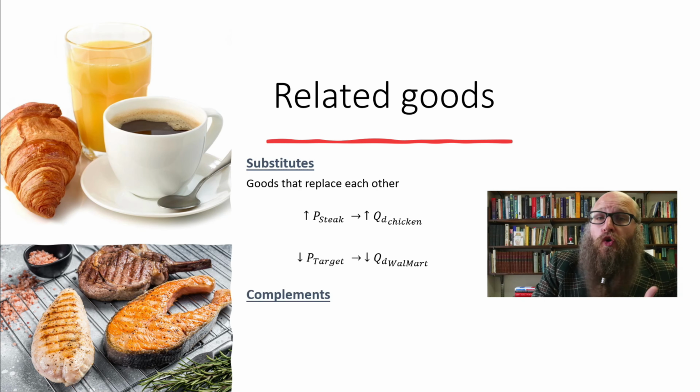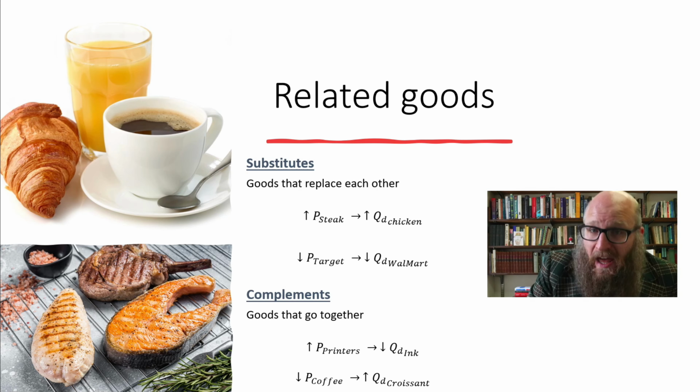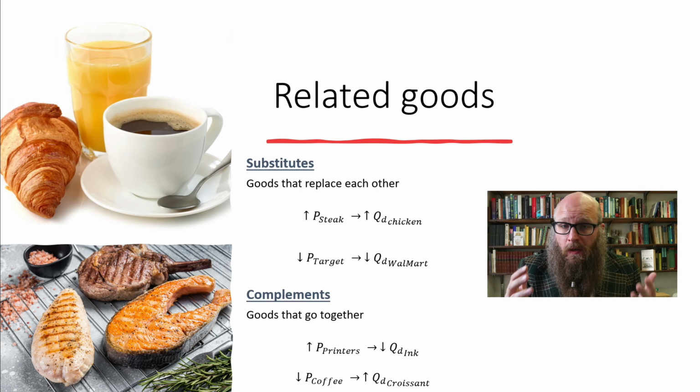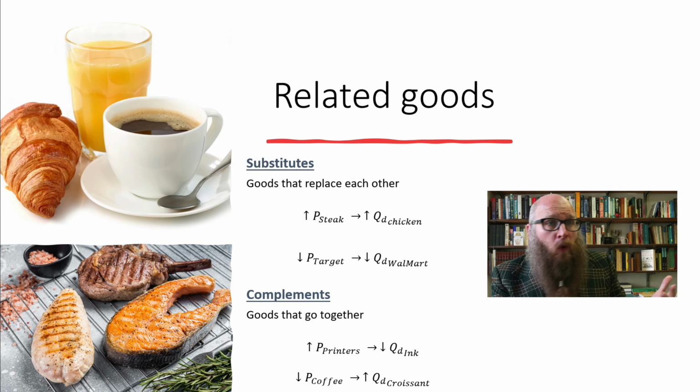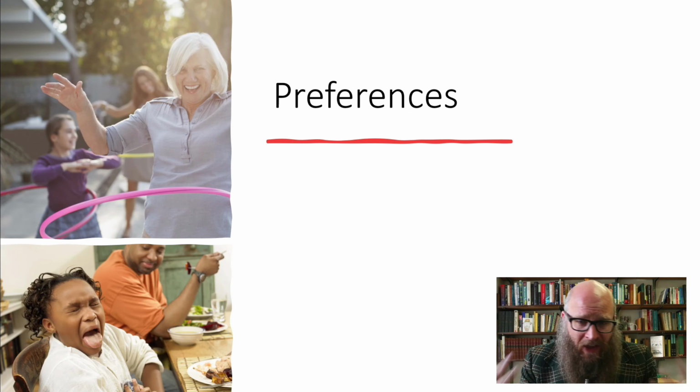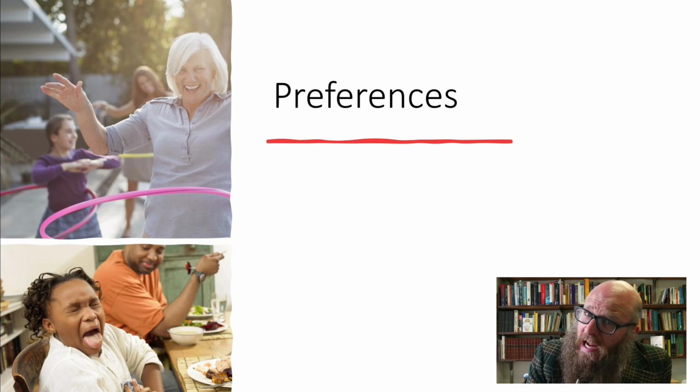On the other hand, two goods might be complements. They go together. If the price of printers goes up, the demand curve for ink will shift down. And if the price of coffee were to get cheaper, you betcha that the demand curve for croissants might go up a little bit. Now, of course, people just have different tastes and preferences, and these can change through time.